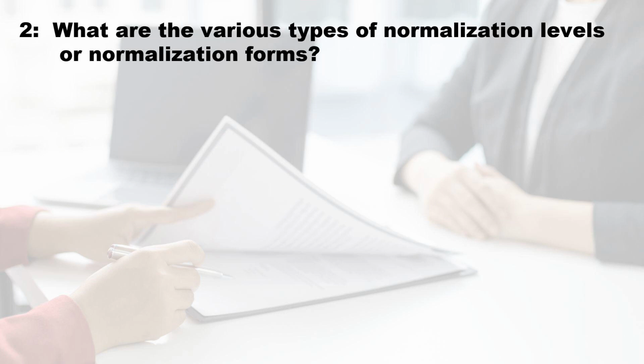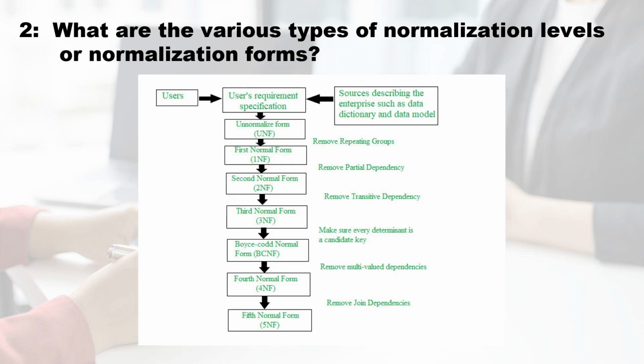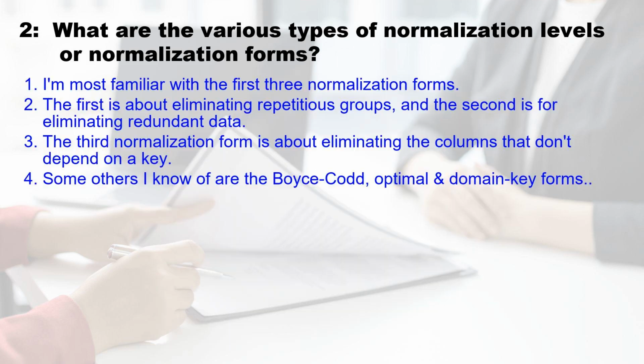Number 2. What are the various types of normalization levels or normalization forms? I'm most familiar with the first 3 normalization forms. The first is about eliminating repetitious groups, and the second is for eliminating redundant data. The third normalization form is about eliminating the columns that don't depend on a key. Some others I know of are the Boyce-Codd and domain key forms.